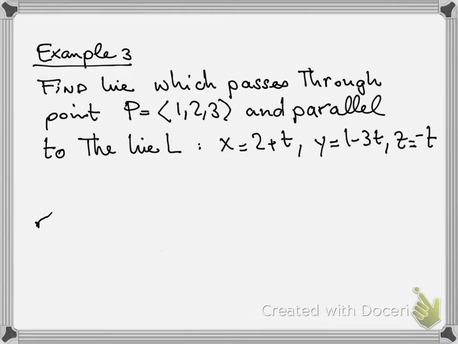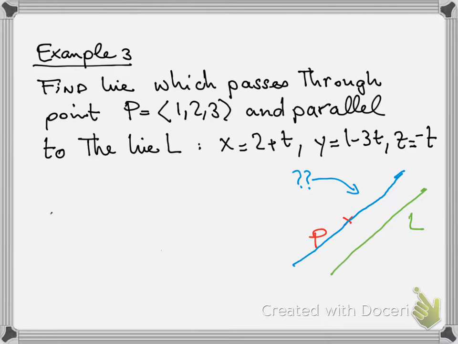So what I'm saying is I have this point P here. This is my point P. Here's my line L. This is my line L. And I want to find the line which passes through the point P and is parallel to the line L. So I want to find this line here. The question is, what's the equation of this line, the blue line?